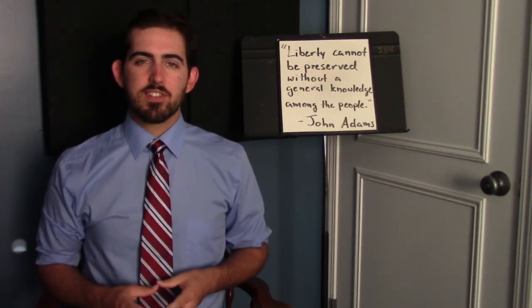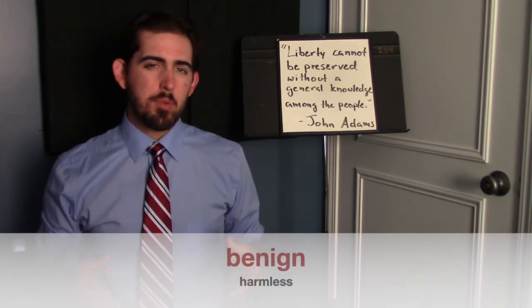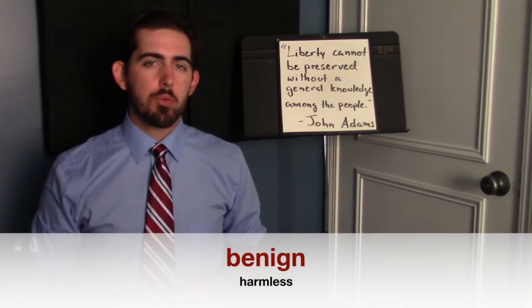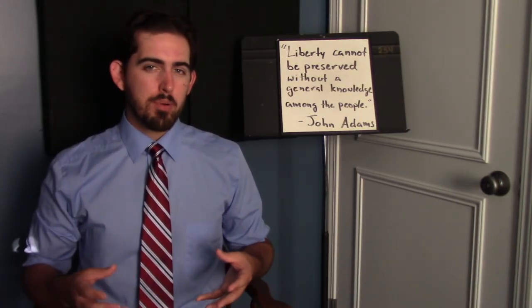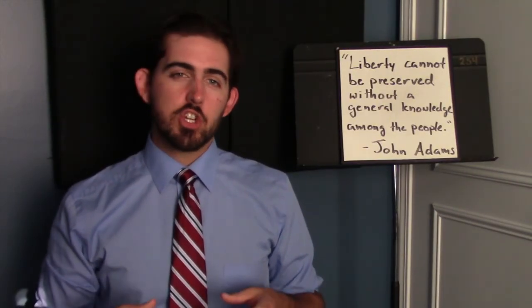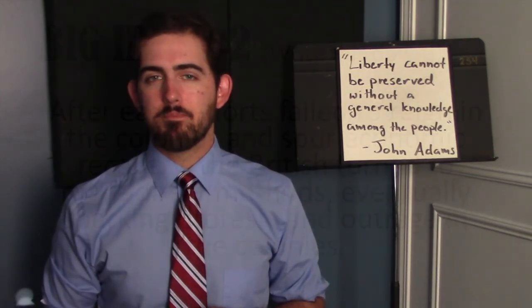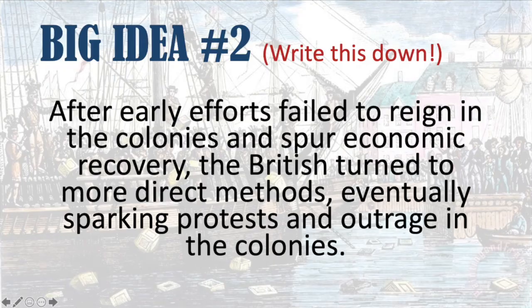These early acts, the Proclamation Line, the Sugar Act, and the Currency Act, were fairly benign. They did not spark major protests, but nor were they particularly effective. But by 1765, the British changed their strategy. This is outlined in our second big idea. After early efforts failed to rein in the colonies and spur economic recovery, the British turned to more direct methods, eventually sparking protests and outrage in the colonies.